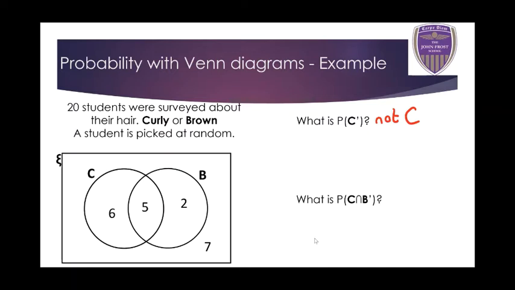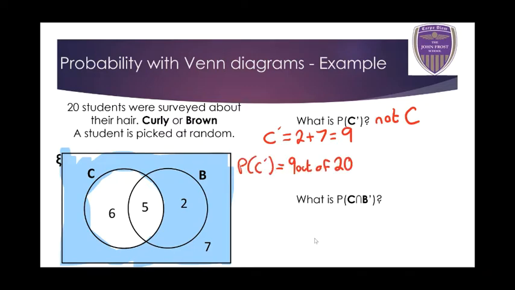Well, let's highlight everything that's not C in the Venn diagram. There you go, everything outside of circle C. If we add those two numbers, 2 plus 7 is 9. So we have 9 people who do not have curly hair. Therefore, if there's 20 pupils in total, the probability of picking someone without curly hair is 9 out of 20. Turn it into a fraction, solve the fraction, 0.45 chance of picking a student who doesn't have curly hair.